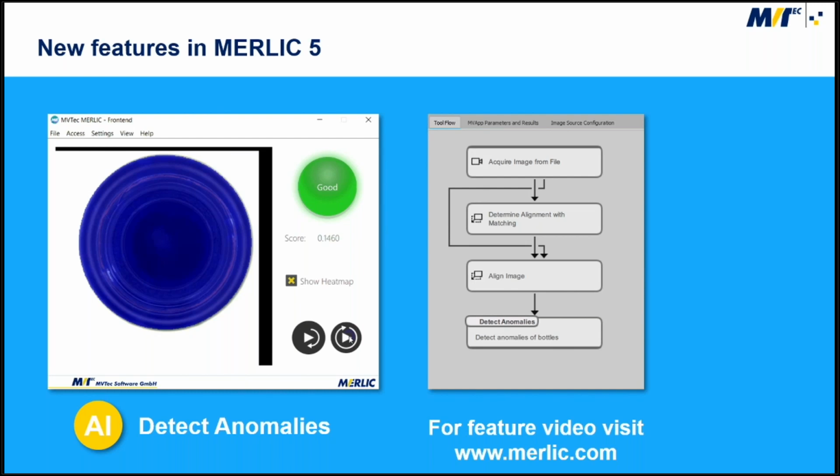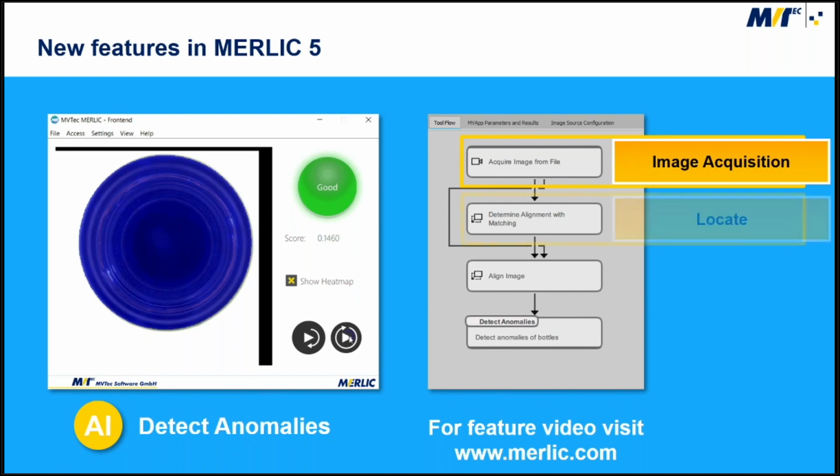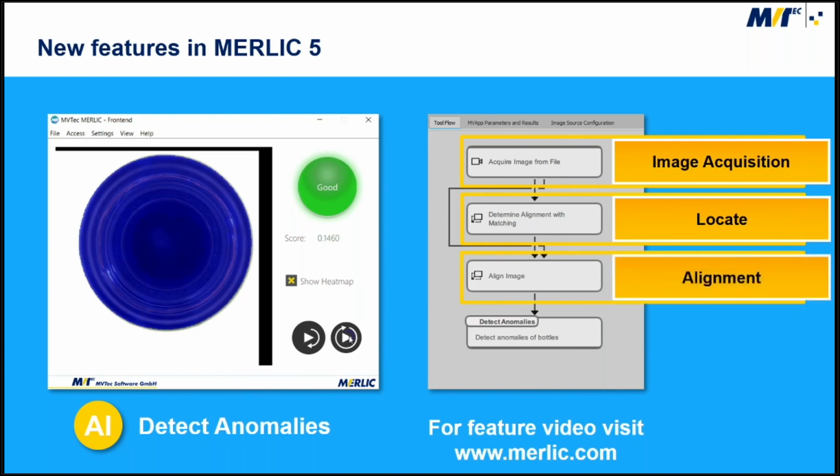Let's have a look at the MV app. What did we do in this MV app for using our Detect Anomalies? We have at first our image acquisition, then we locate the bottle inside the image, because we have a small misalignment, which is okay and completely normal in the industrial environment. Then we align the bottle to the center of the image, and then the next step is already our deep learning anomaly detection.